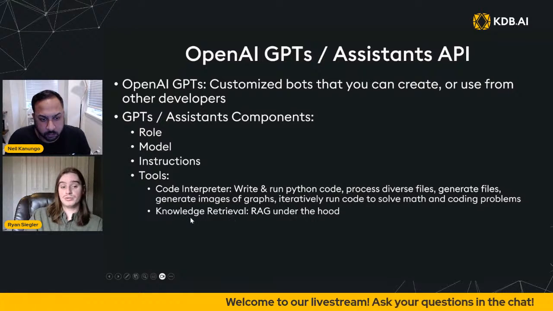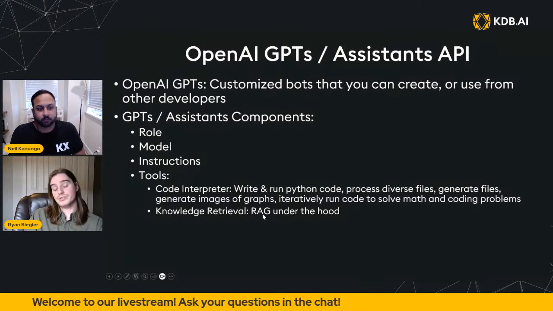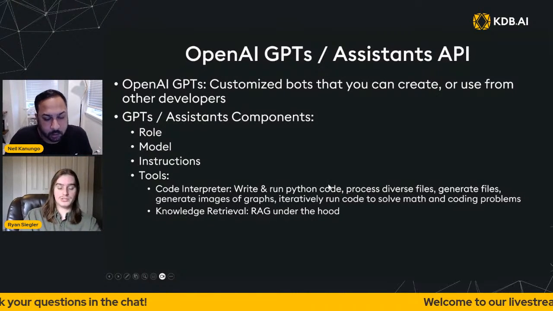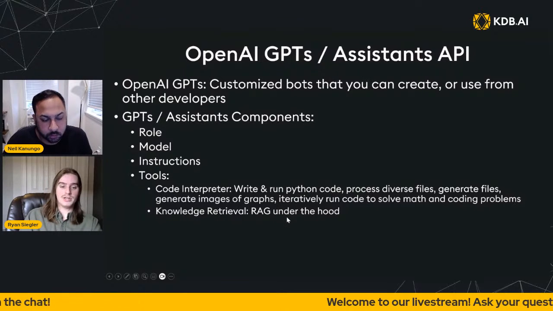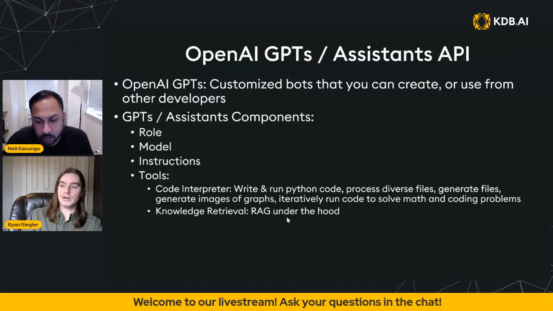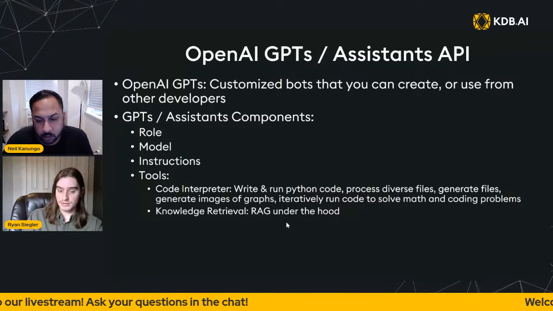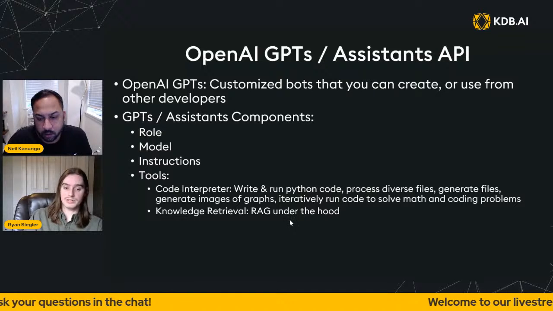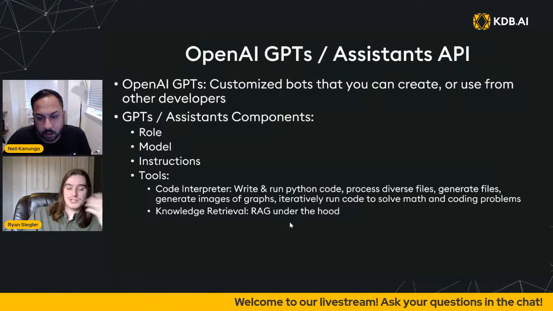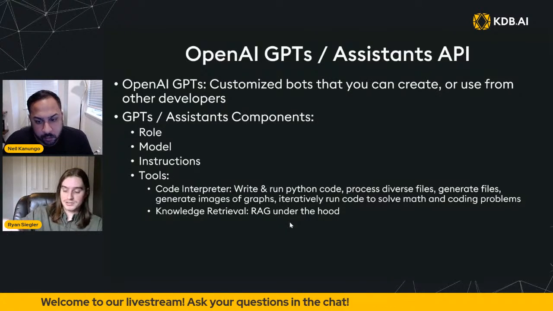You can also do a knowledge retrieval tool. This is OpenAI's version of doing RAG under the hood for you. You upload the files that you're interested in doing RAG on, and then it takes care of everything under the hood. So it's doing the data ingestion, the chunking, the embedding, the vector store, and the similarity search. It's kind of a cool thing because you can just upload your files and it does it all for you.